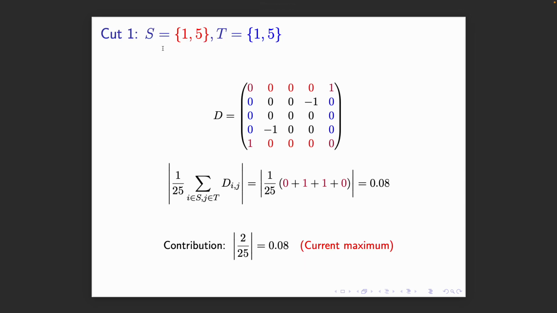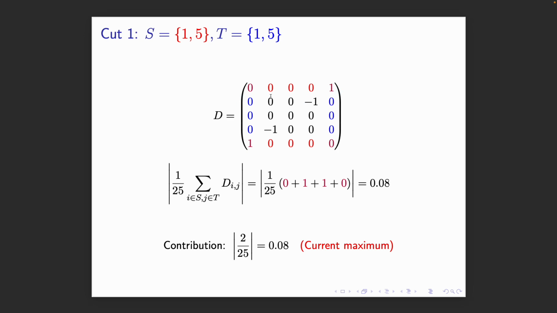So what we're doing is we're maximizing the value of 1 over 25 times the sum of d_ij, where i is in S and j is in T. I have S in red, I have T in blue. We're going to look at row 1, row 5, column 1, and column 5. Where those rows and columns intersect, we'll have a purple entry in the matrix. We're going to sum those all up, divide by 25, and take the absolute value.